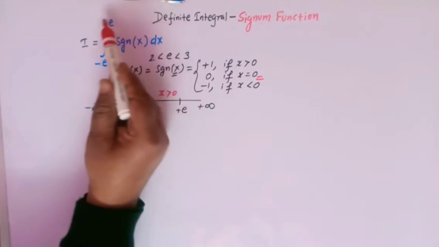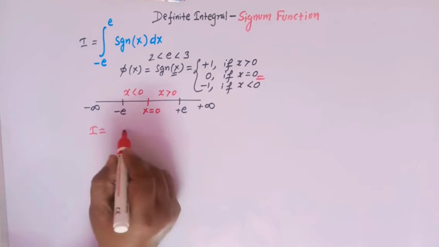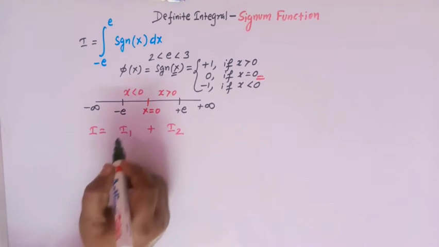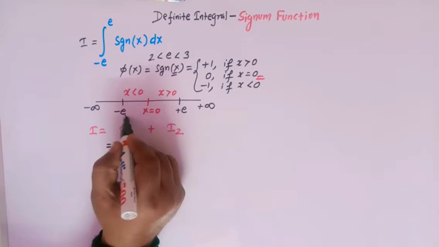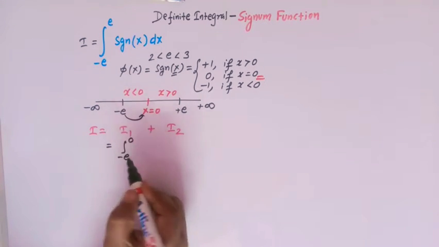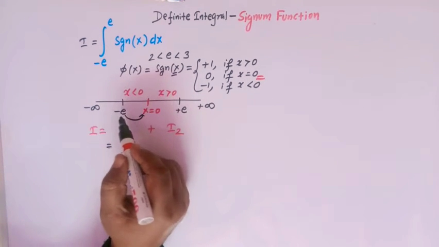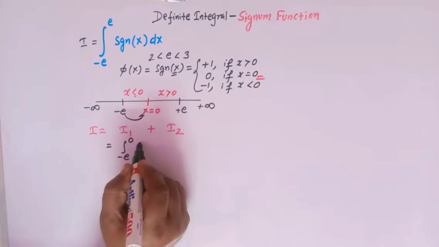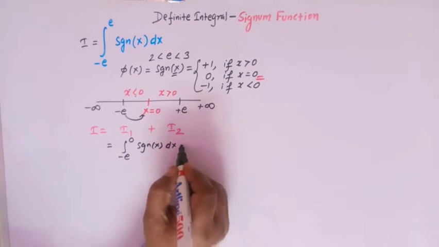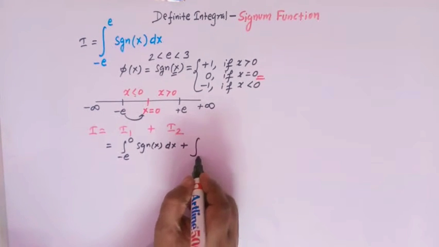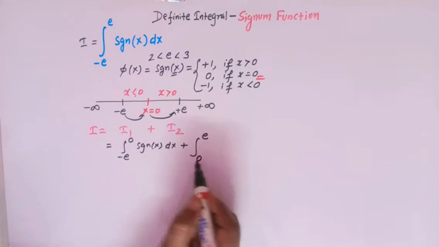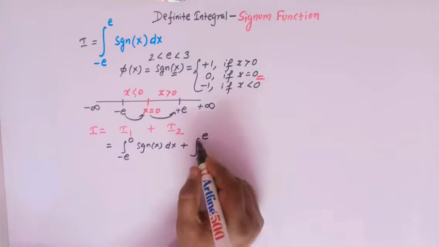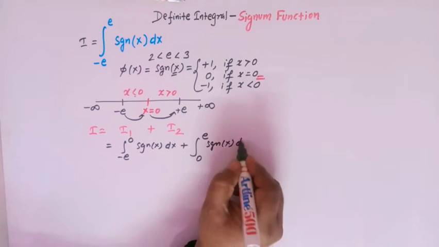So what we will do is split this integral I as a sum of two integrals, I1 and I2. I1 is from minus e to 0, because all the numbers which lie between minus e and 0 are less than 0, so we have signum of x dx. And I2 is from 0 to e, because all the numbers which lie between 0 and e are greater than 0. So here we have the integral from 0 to e of signum of x dx.